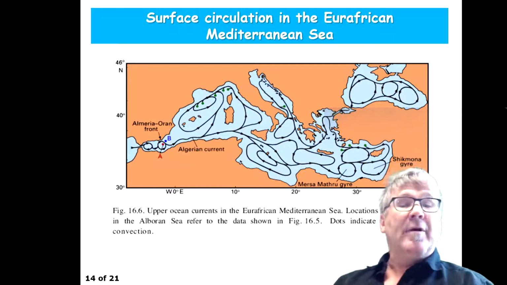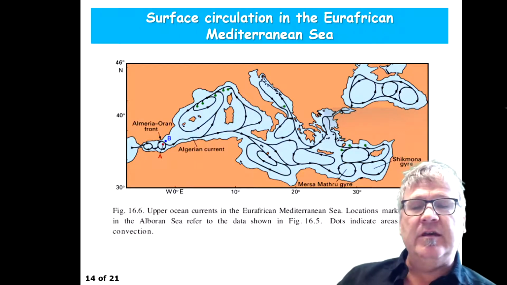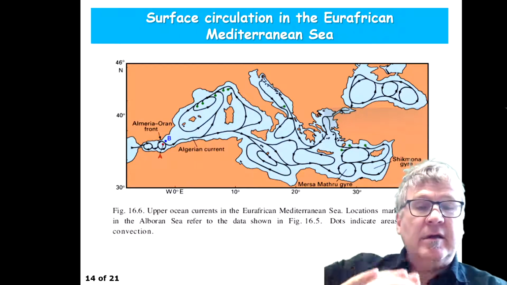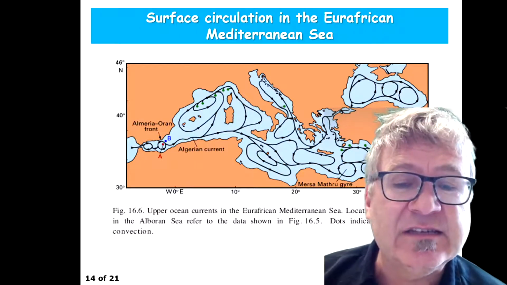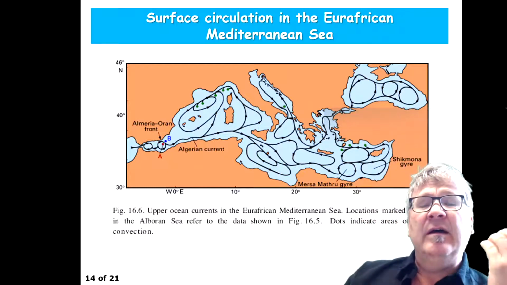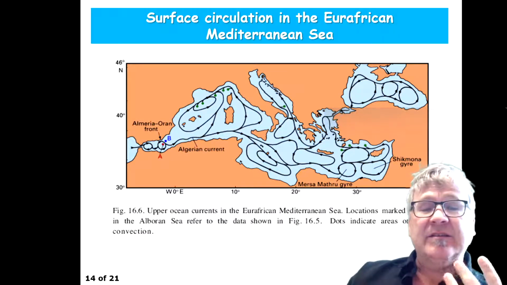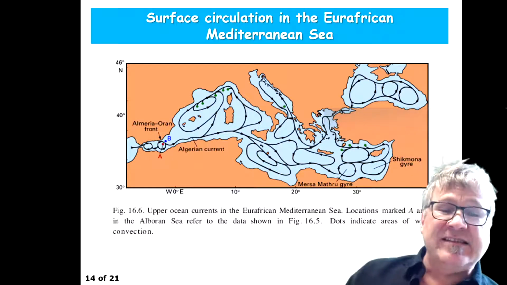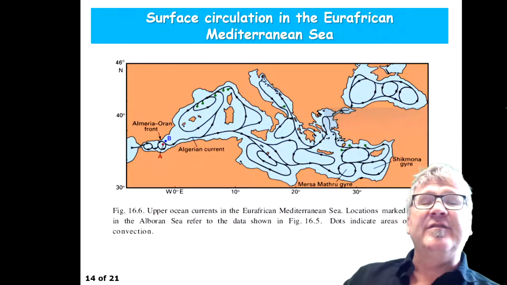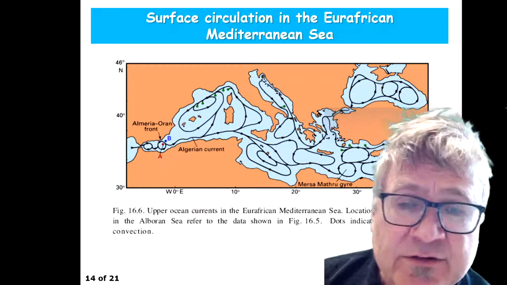So here we go, the upper ocean currents in the Eurafrican Mediterranean Sea. You can have a look at that structure. You can see some gyres, and these are year-round circulation patterns. There are some minor seasonal variations, but mainly these are year-round circulation.